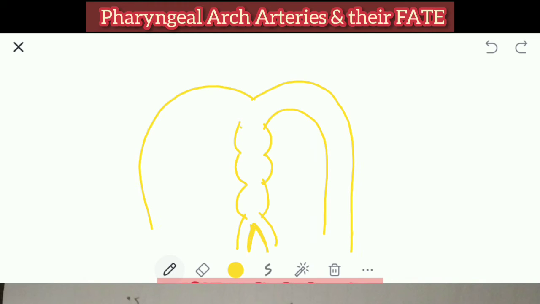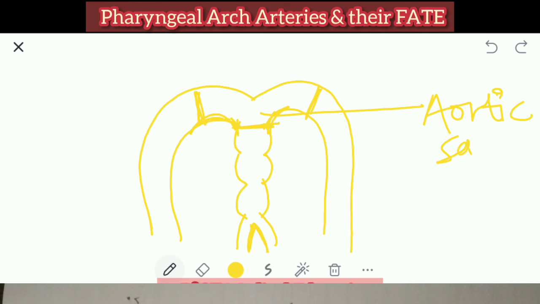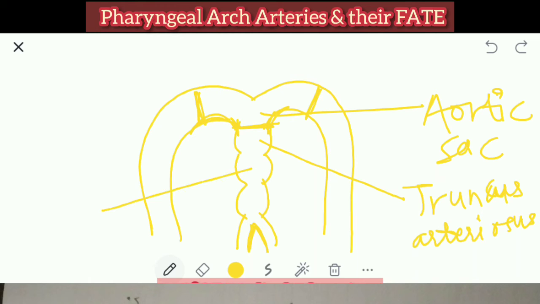Okay, so this is the initial segment. Yes, it should be like this. So if you see this, this is the initial segment. Now, 1, 2, and 3. Now this part is the aortic sac. Below the aortic sac is the truncus arteriosus. This is there in embryology you have studied in thorax. Truncus arteriosus. And this is the single heart tube, of the single heart.